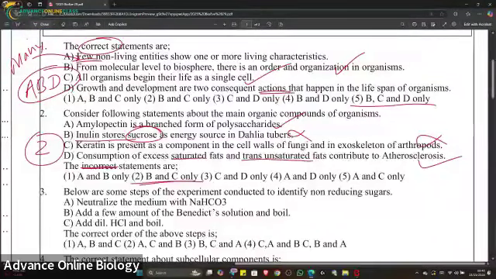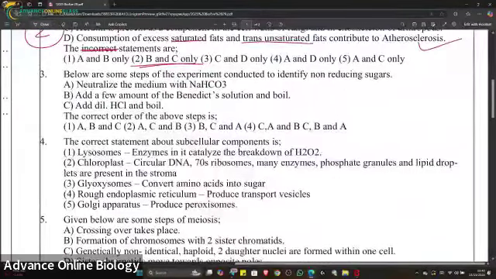Moving to the third question. Below are some steps of experiments conducted to identify non-reducing sugars. They are asking for the correct order of the above steps. So how do you take that? Neutralizing the medium with sodium bicarbonate, add a small amount of Benedict's solution and boil.